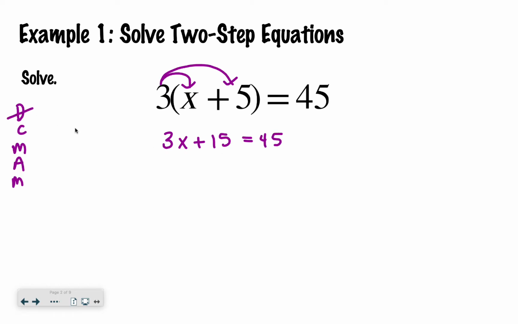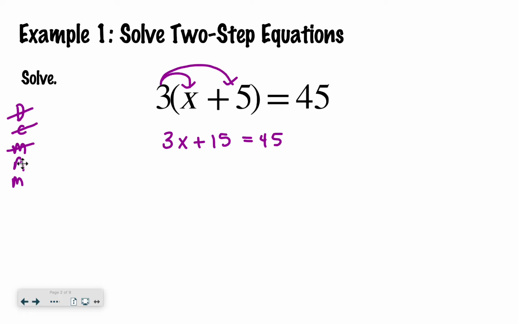All right, so I get to cross the D off now, and I move on to C, combining like terms. I see I have a term with an x and a regular term. I can't combine those, and the 45 is on the other side of the equal sign, so I'm going to cross that one off. Then M was move the variables to one side, which we already have only on one side. So I'm going to cross that one off.